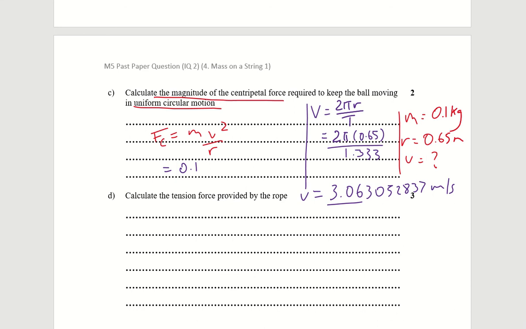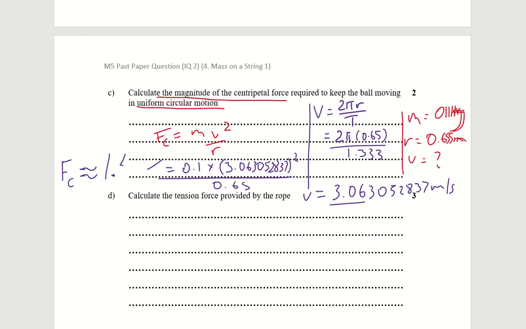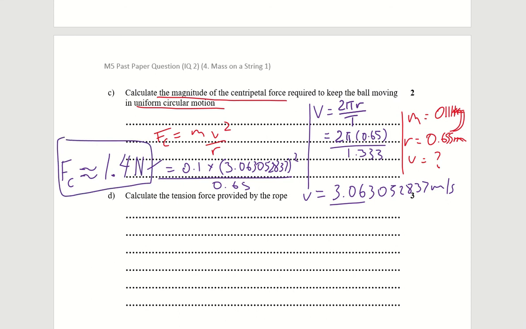So 0.1 times our velocity, which is quite messy to write, over our radius. Which gives us a centripetal force rounded off to 1.4 newtons, if I'm just rounding off to 2 sig figs. If it's 3 sig figs, it would have been 1.44.